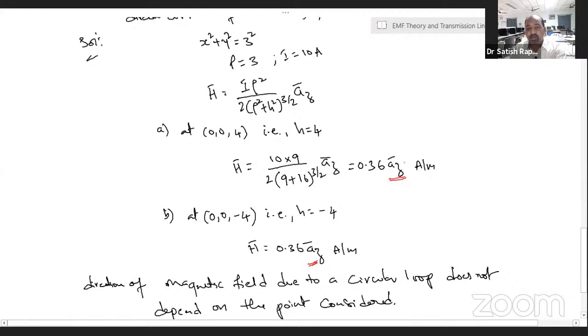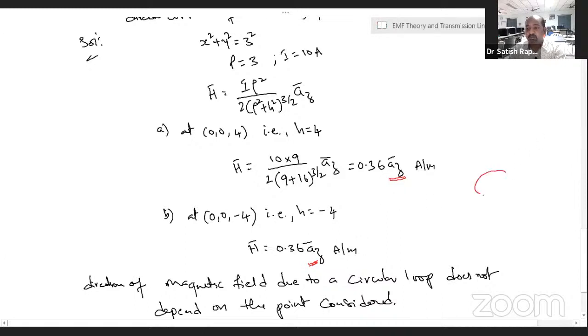So therefore, the direction of magnetic field does not depend on the point, right? Then it depends on what? The direction of magnetic field depends on the direction of the current, right? The direction of the current, right?